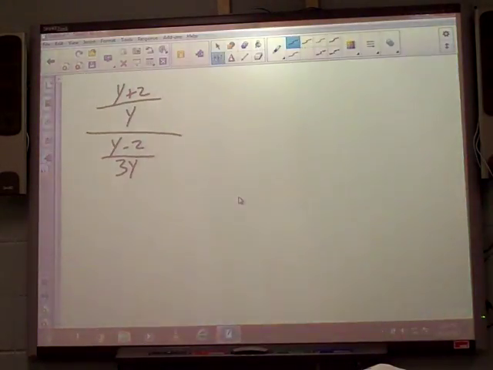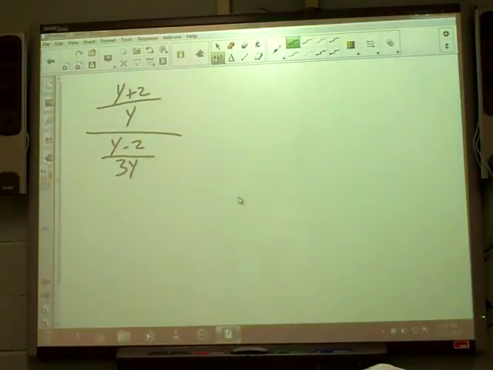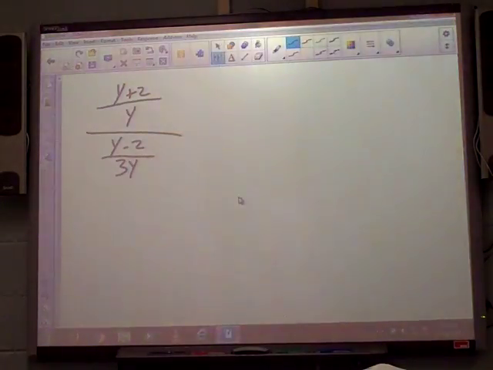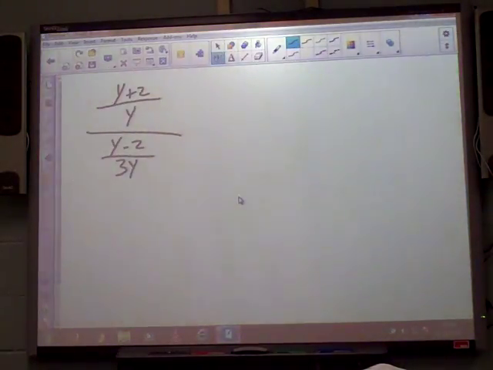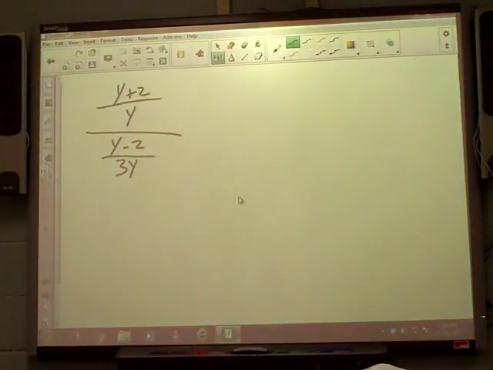Alright, we got (y plus 2) over y over (y minus 2) over 3y. This is why it's called complex fractions. We got fractions within fractions. It's like fractions on overload. We got them everywhere on this. Well, our goal is going to be to make this problem into what we did last week when we did Ninja Math. That's going to be our goal. This one is ready to go with that.